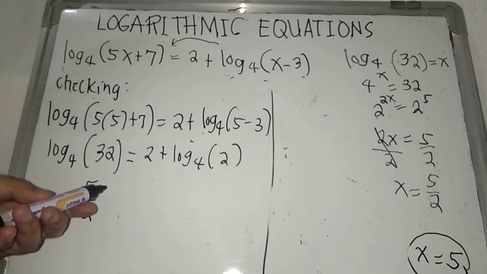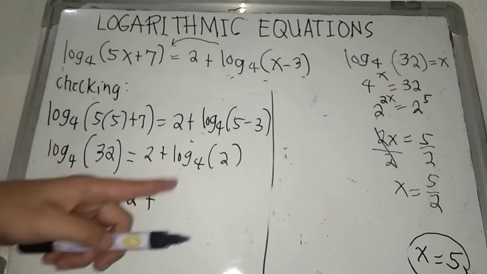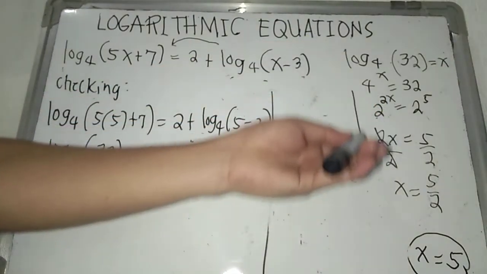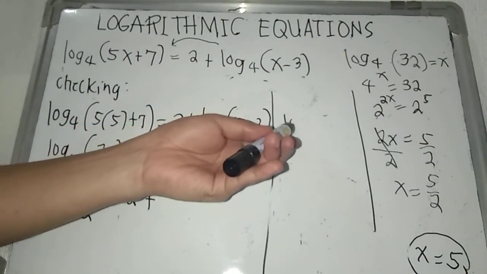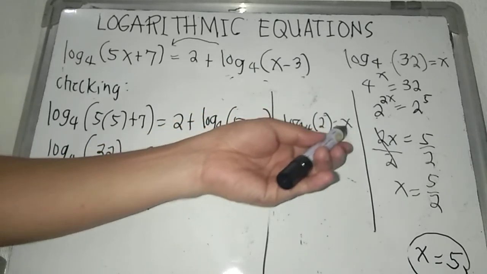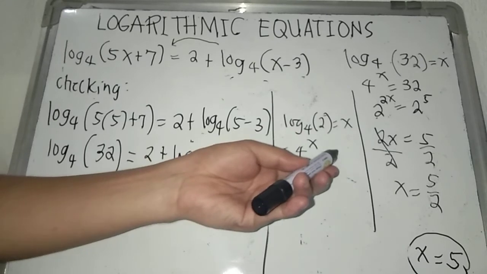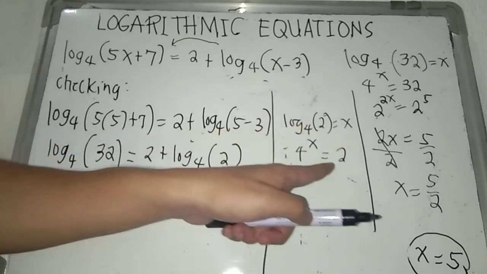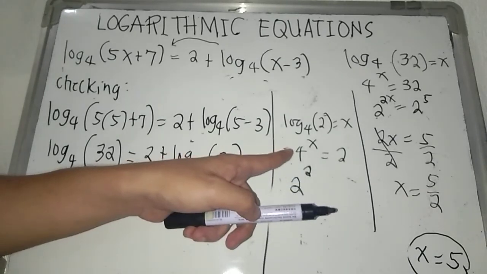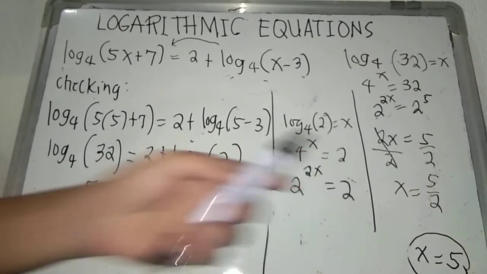We have here 2 plus, what is the value of log base 4 of 2? You can use your calculator, or you can do a manual computation. So we have log of 2 with the base 4, which is equal to x. By using the definition of logarithm, it becomes 4 to the x is equal to 2. Now 4 can be written as 2 squared, because 4 is a perfect square. But we still have an x, so copy that, equals 2.